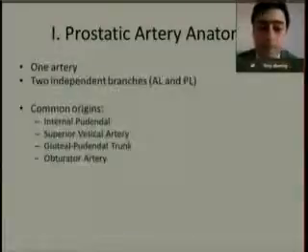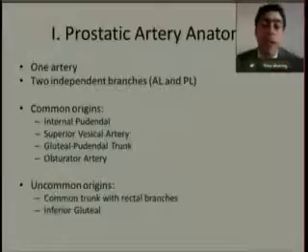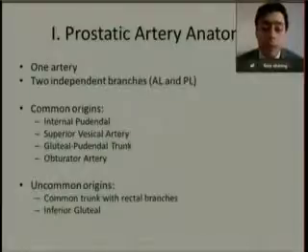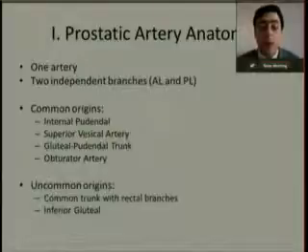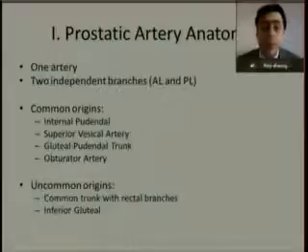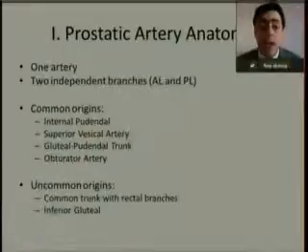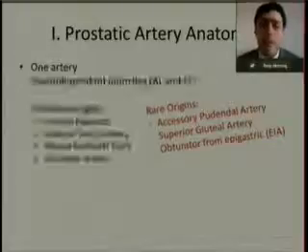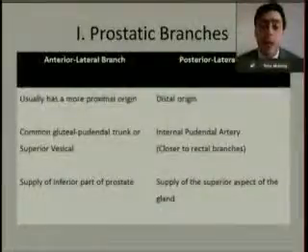We can have one artery, or 2 independent branches, one anterolateral and one posterolateral, and these are the most common origins of the prostatic artery: the internal pudendal artery, the vesicoprostatic trunk, the gluteal pudendal trunk, and the obturator artery. We have some uncommon origins, like the common trunk with the rectal branches, especially for the posterolateral branch, and also the inferior gluteal artery. And we still have some other very rare origins.